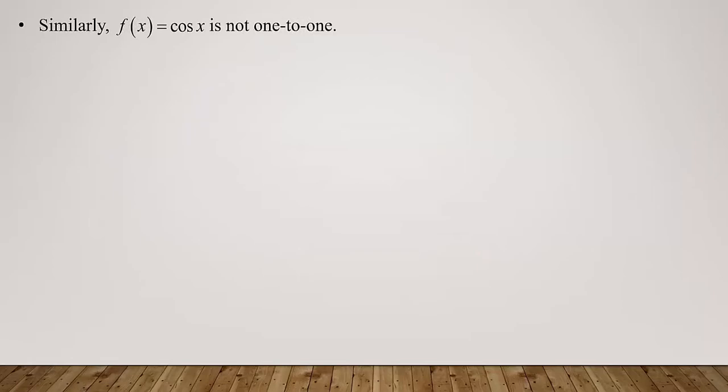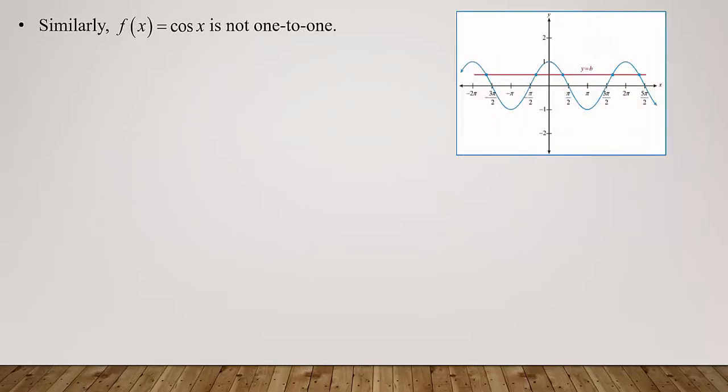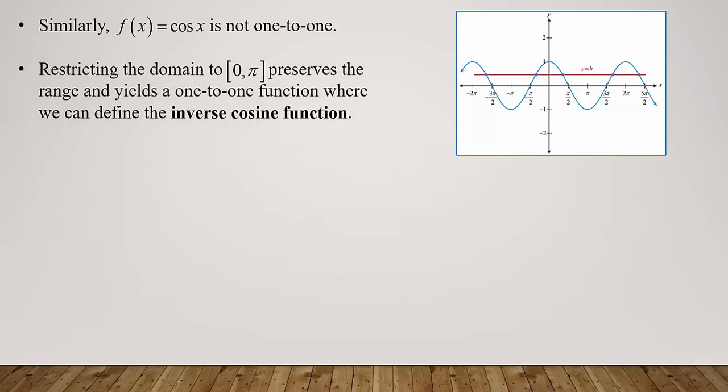All right, now similarly, f of x equals cosine x is not 1 to 1. I mean, here's a graph of cosine. It's clearly not 1 to 1. There are an infinite number of ways we could restrict the domain, but in trigonometry, you would have seen that we're going to restrict the domain to the interval 0 to pi, and it preserves the range from -1 to 1, and that would produce something that is 1 to 1, and then we can officially talk about the inverse cosine function.